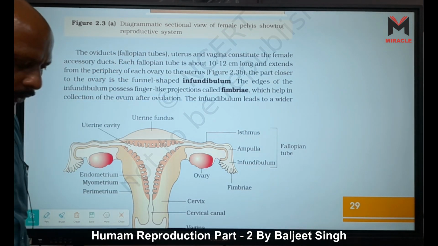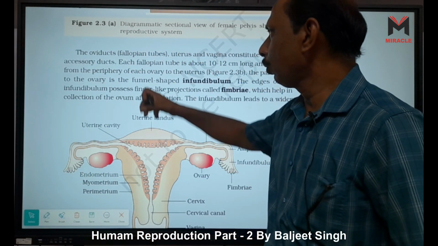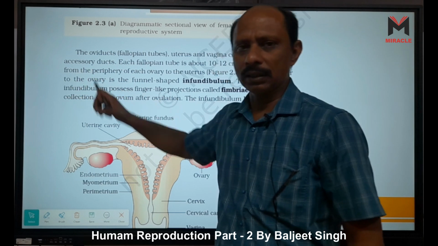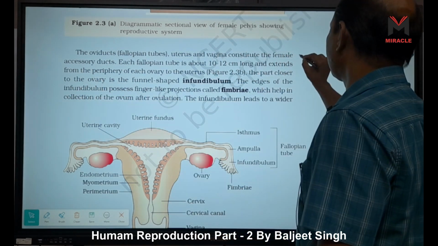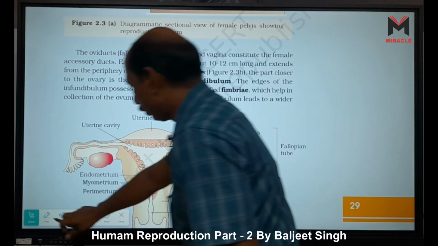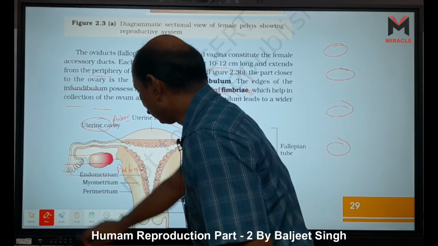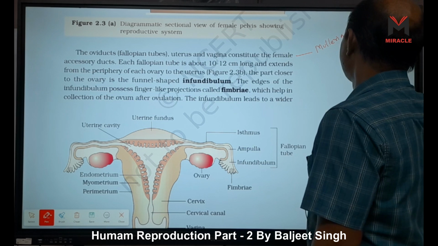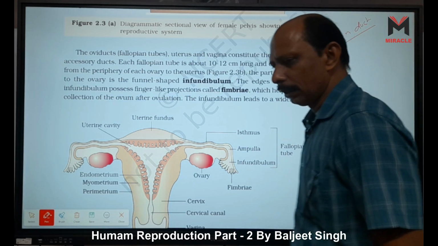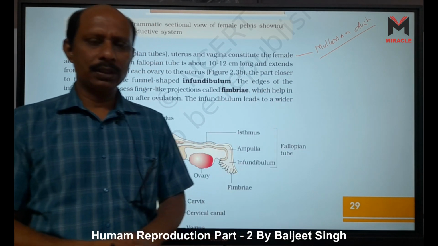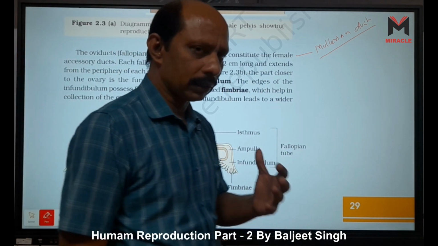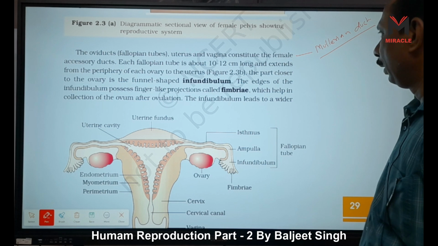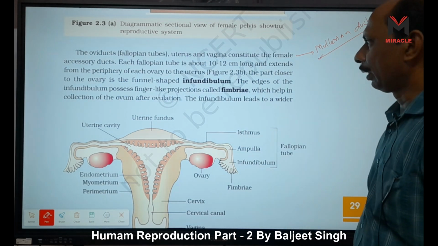The oviducts, oviduct means fallopian tubes. We can say fallopian tubes, uterus and vagina constitute the female accessory ducts. These female accessory ducts develop in intrauterine life through the Mullerian ducts, right? Already I told you in the previous lecture that the accessory reproductive ducts in males develop from the Wolffian duct, right? And in the case of females, they develop from the Mullerian ducts, right?